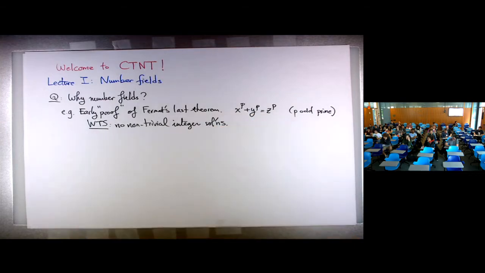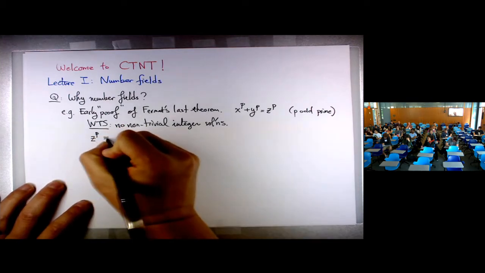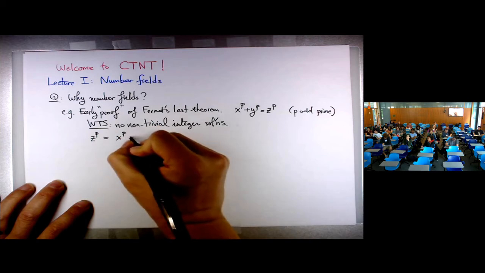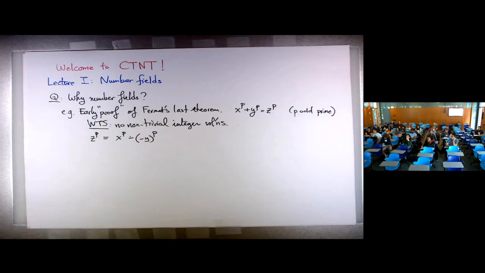And of course, this was proven by an extremely difficult, highly technical method. But there's something that was known over 100 years ago. You can do the following. You have z to the p. Because p is an odd number, you can write x to the p plus y to the p as x to the p minus negative y to the p.